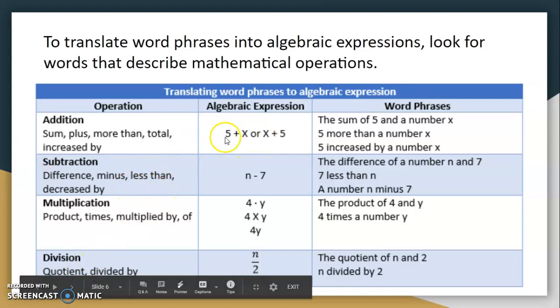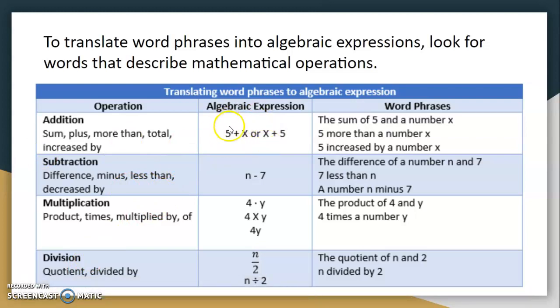And then this is the algebraic expression. So 5 plus x or x plus 5, that can be interchangeable. And the word phrase. So the sum of 5 and a number x would be represented as 5 plus x because sum means add.